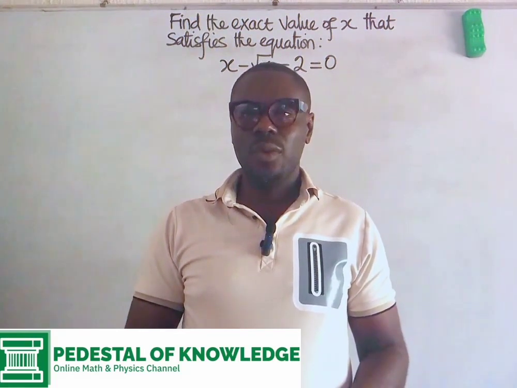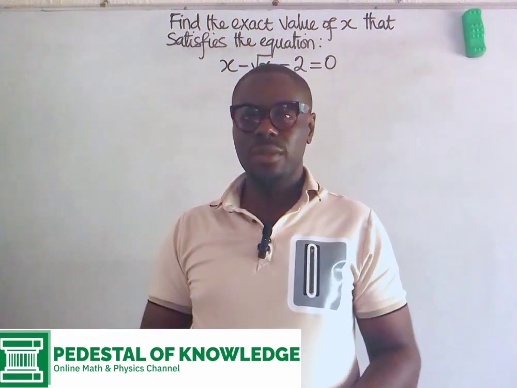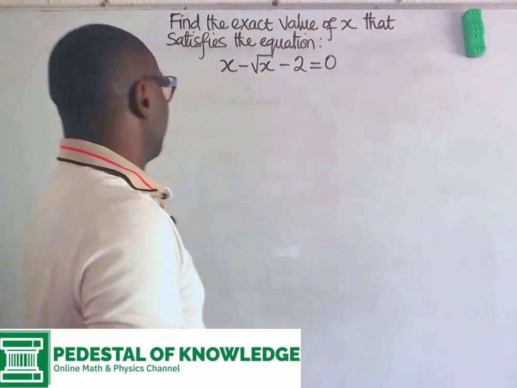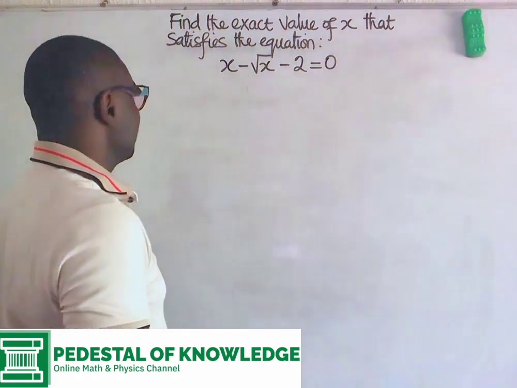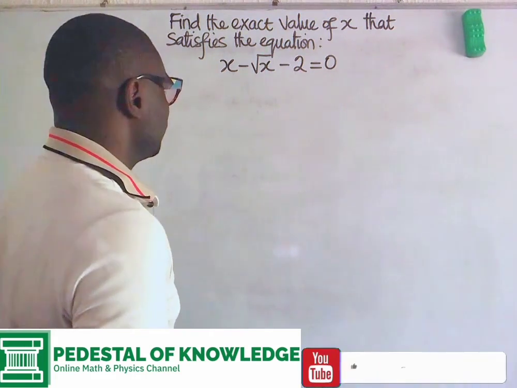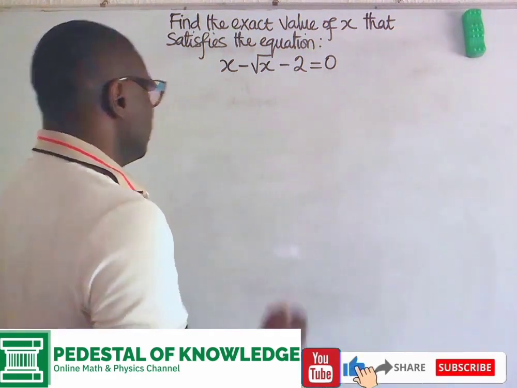Now, someone forwarded this question today and I want us to look at it. It says, find the exact value of x that satisfies the equation x minus root x minus 2 is equal to 0. Alright.